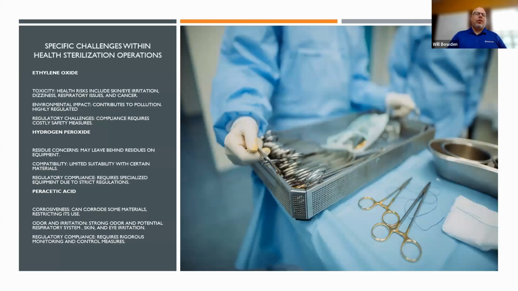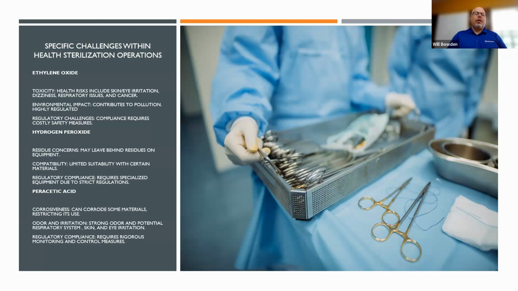So within health sterilization, we have specific challenges with three different gases that are used. First of all, we have ethylene oxide. Some of the disadvantages with using ETO are toxicity, health risk, which includes skin and eye irritation, dizziness, respiratory issues, and in situations of long-term exposure over a period of time can lead to causing cancer in some individuals. The environmental impact, it contributes to pollution, and it's also highly regulated.